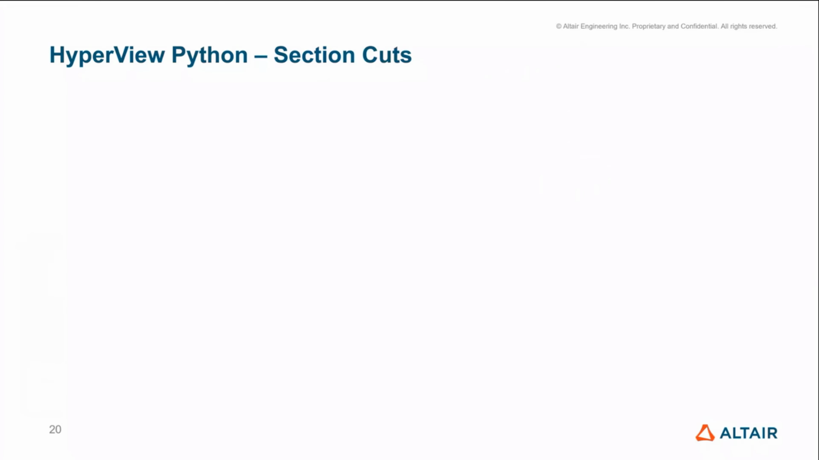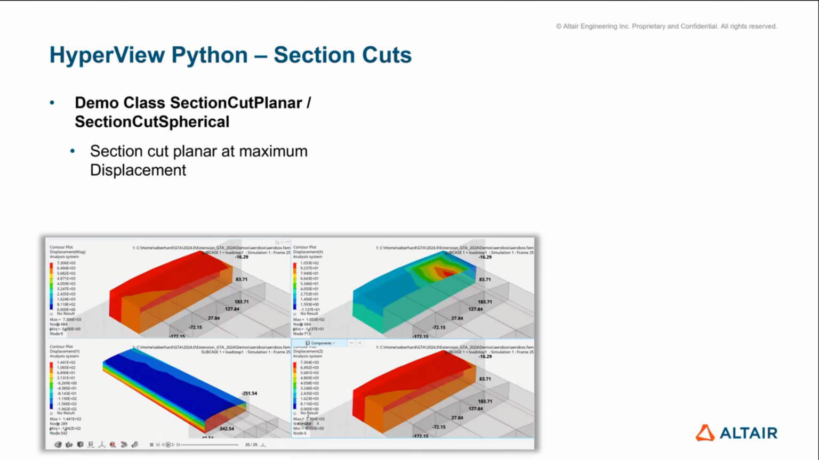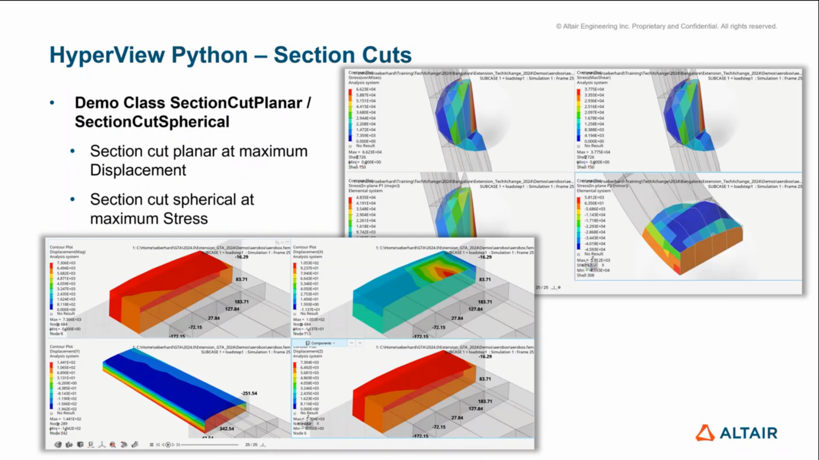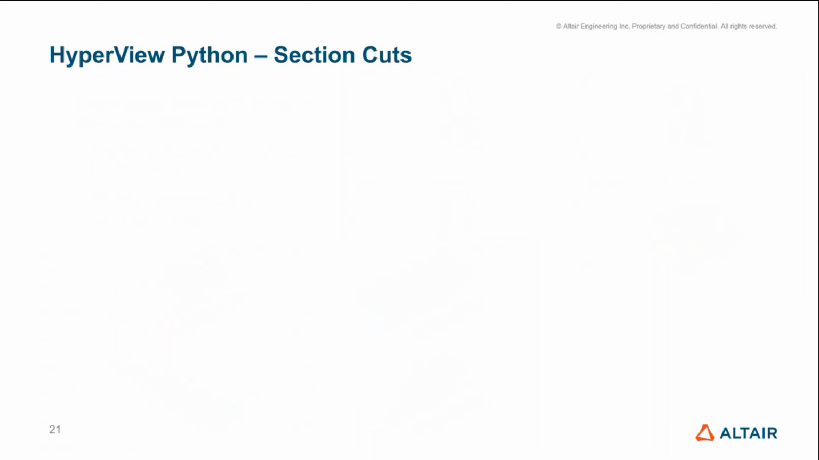Let's go with section cuts. I have here a more complex demo. For planar and spherical section cut, I will run through placing the planar section at the maximum of displacement here for magnitude X, Y, Z. And I will do the spherical section cut at the maximum of the stress for this model. So this is basically my own hotspot finder.